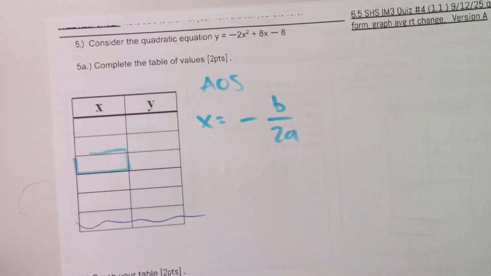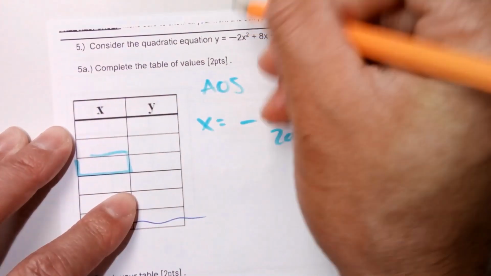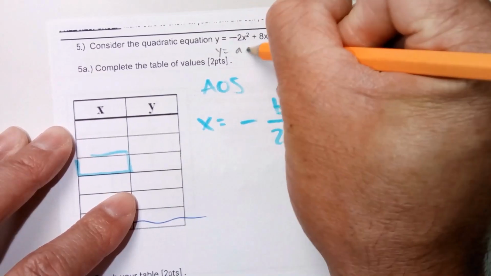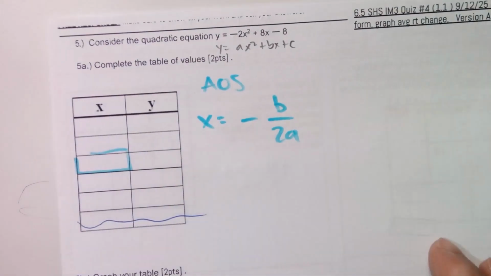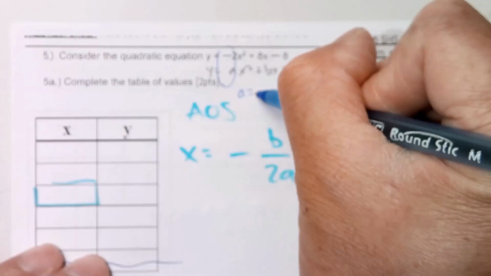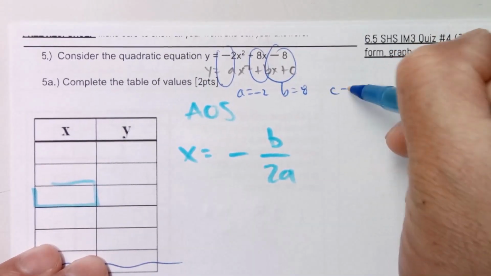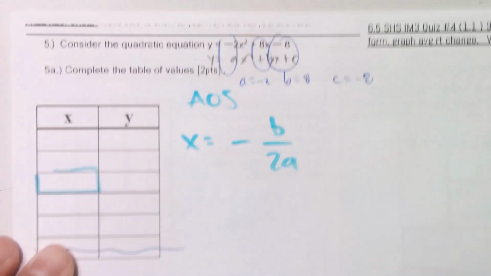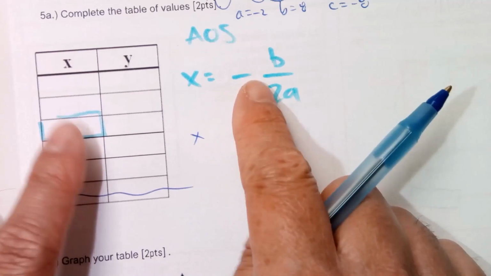Considering the following quadratic, I'm going to write standard form below it. And then I'm just going to find my A, B, and C. B is 8, C is negative 8. And then I'm just going to put it into my AOS, and then that value is going to go right in the middle. So my B value is 8.